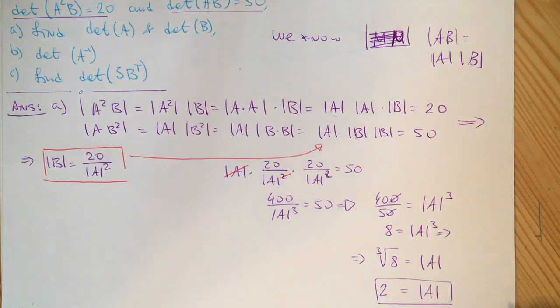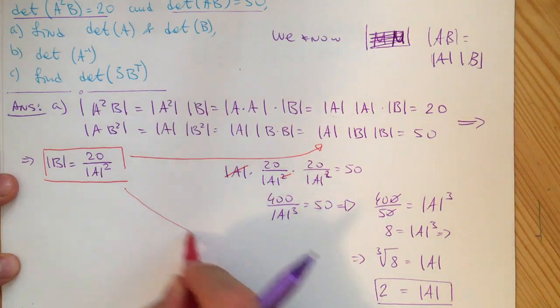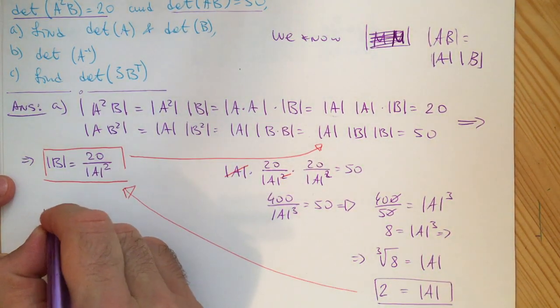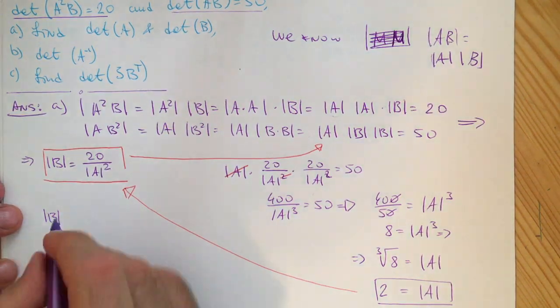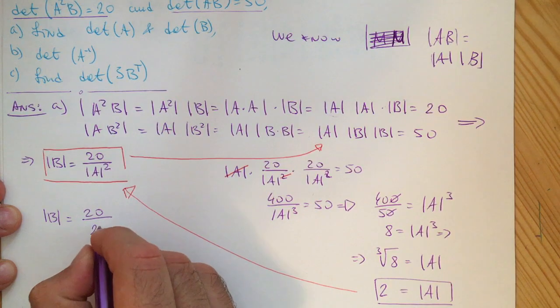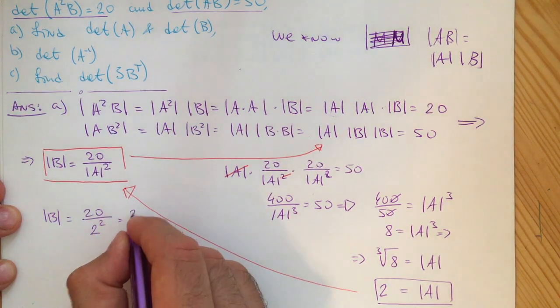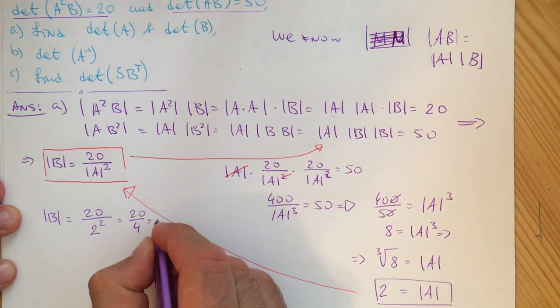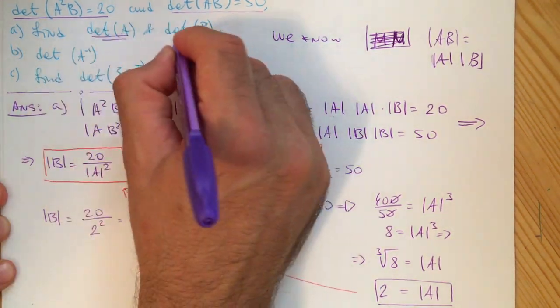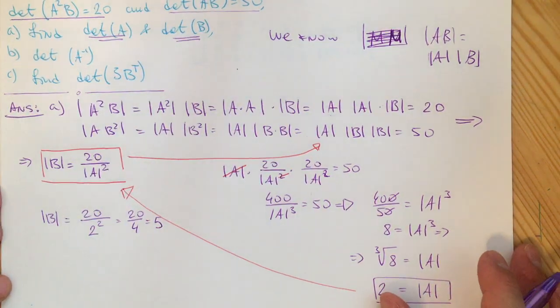Okay. If you plug this back in here, we get that the determinant of B is equal to 20 over the determinant of A, which was 2, squared. 20 divided by 4 is equal to 5. And that's how we have obtained the determinant of A and the determinant of B.